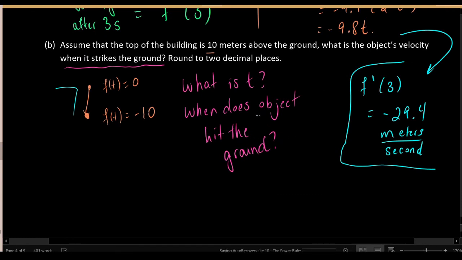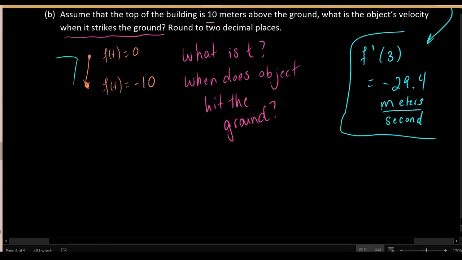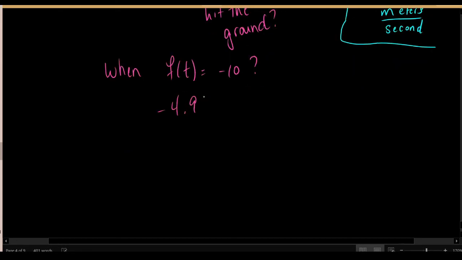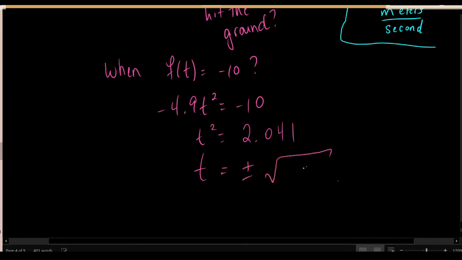So when does the object hit the ground? We can now rephrase this: when is the position of the object equal to negative 10? Let's do a quick solve for t. t squared would be equal to negative 10 divided by negative 4.9, which is about 2.041. And if I solve for t, I get that t is equal to the positive or negative square root of 2.041.